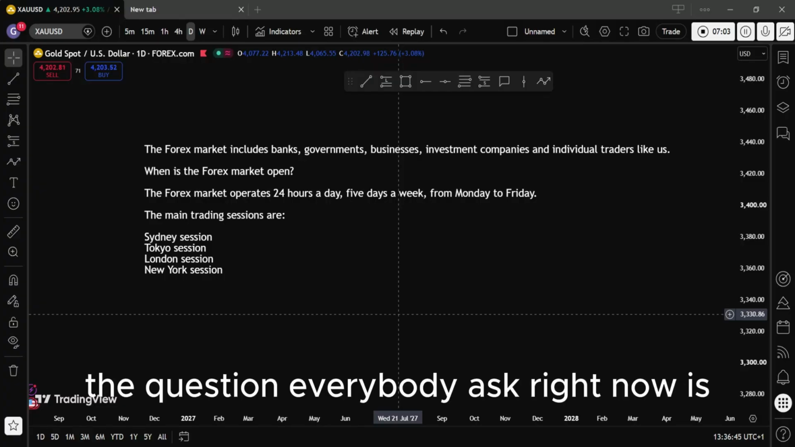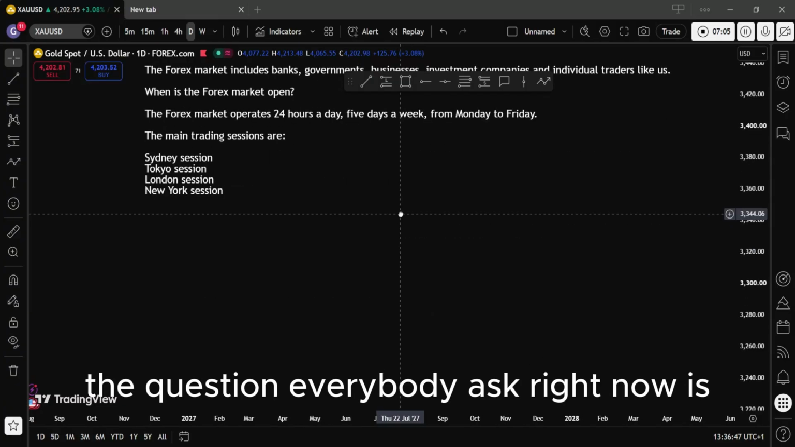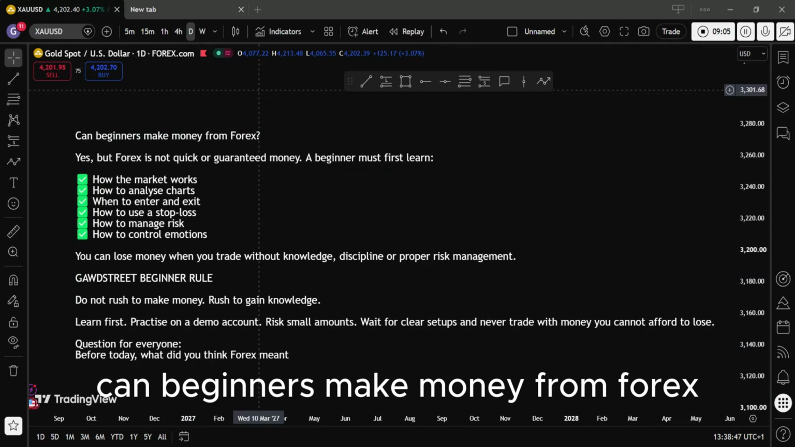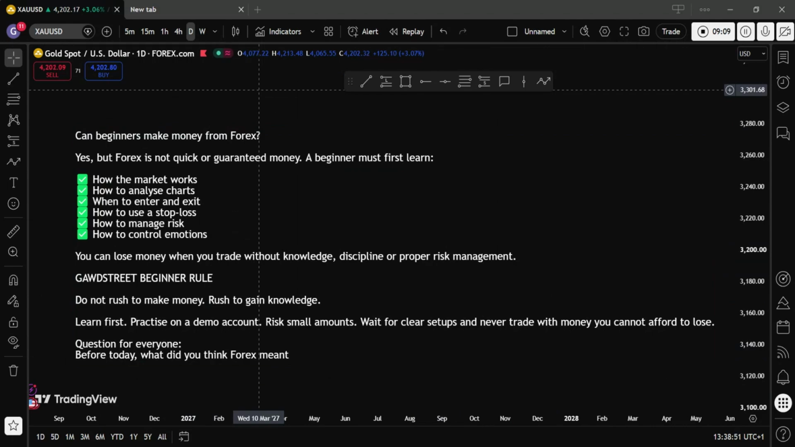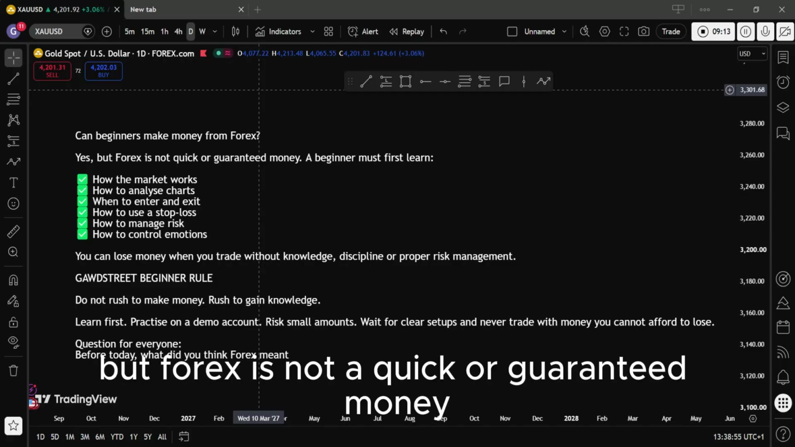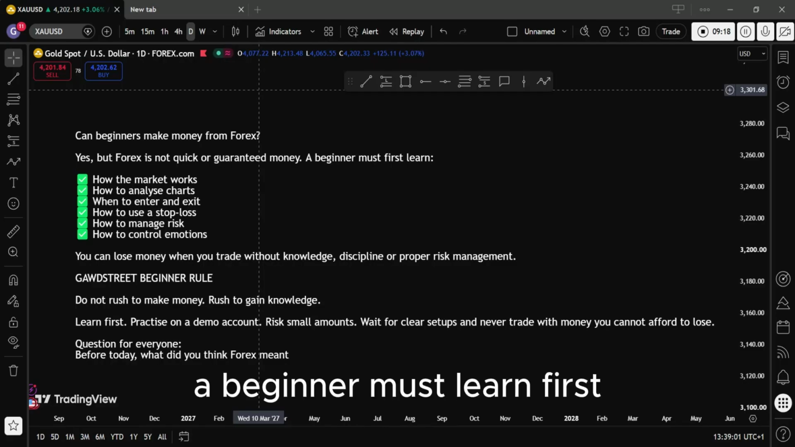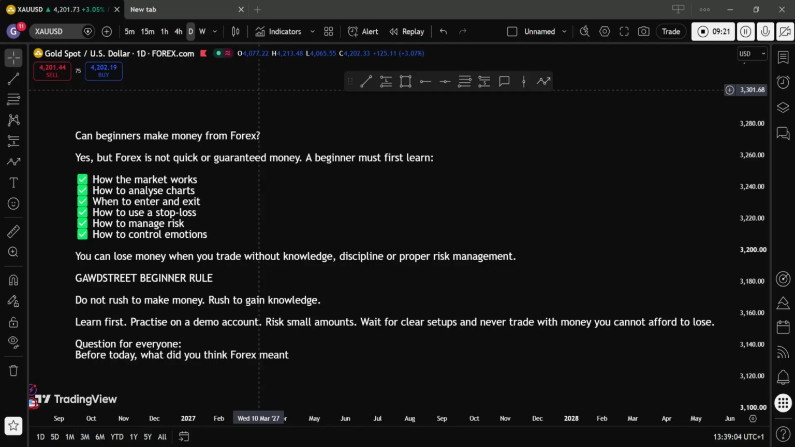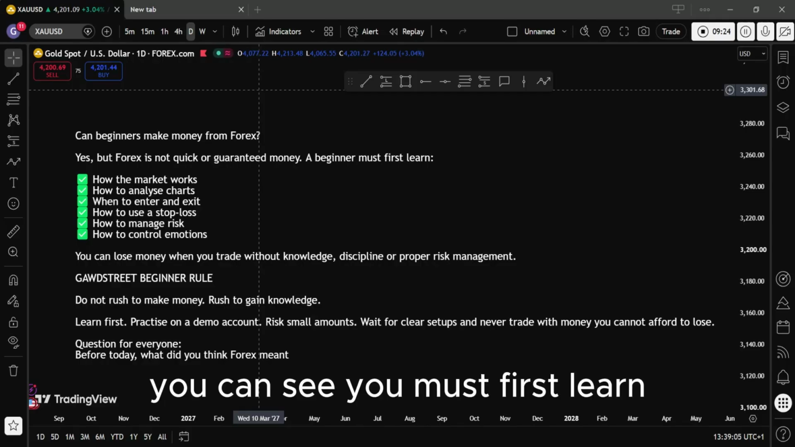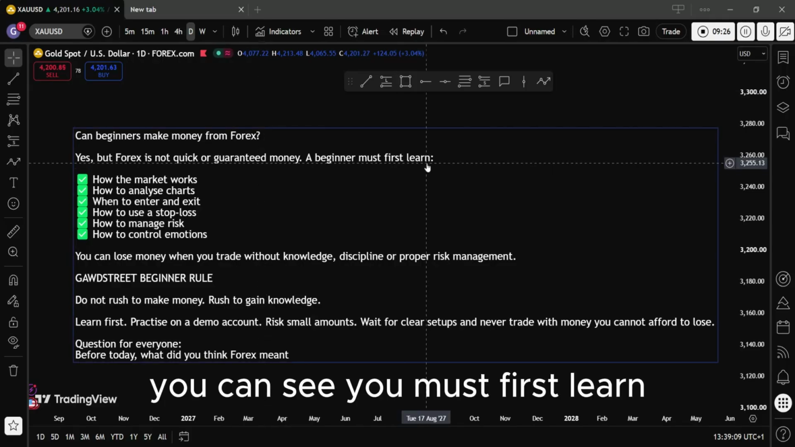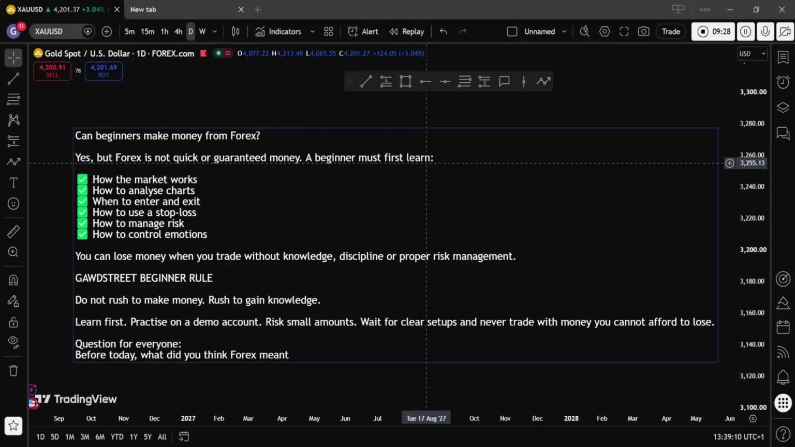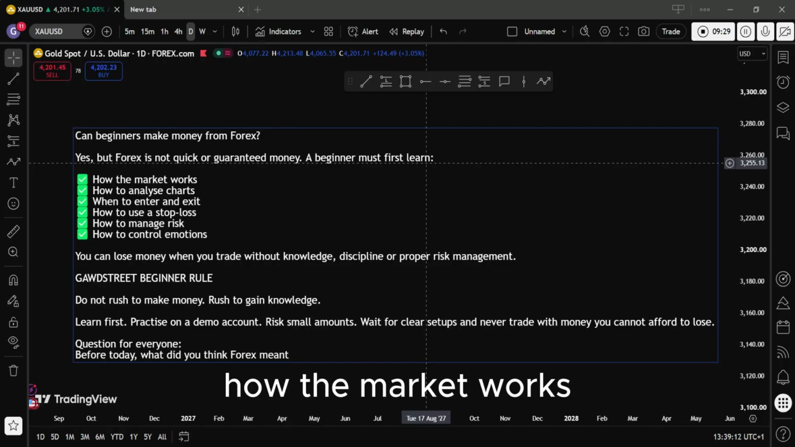The question everybody asks right now is, can beginners make money from Forex? Yes. But Forex is not quick or guaranteed money. A beginner must learn first. You must first learn how the market works.